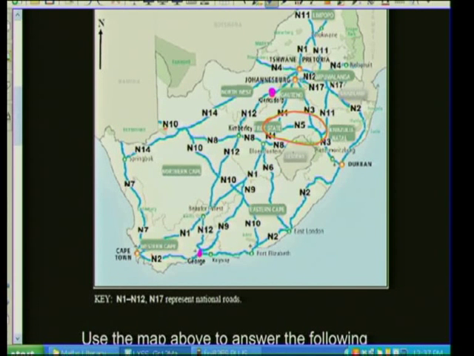The N17, which is only, although it might pop into Gauteng, so I'm not really sure about the N17, but it looks like it's only in Mpumalanga. This is something that you need to just study the map, and don't worry about your time.